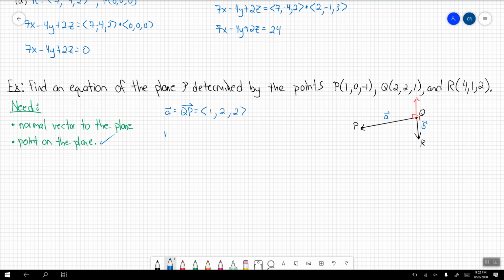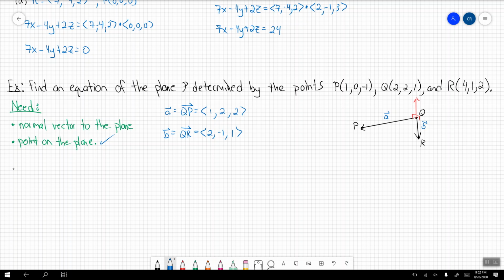Vector B will then be the vector from Q to R. So again, ending minus beginning. So 4 minus 2, that's 2. 1 minus 2, that's negative 1. And then 2 minus 1, that's going to be 1. So awesome, we built these 2 vectors. Now what we need to do is take the cross product for these 2 vectors. So let's go ahead and take that cross product.